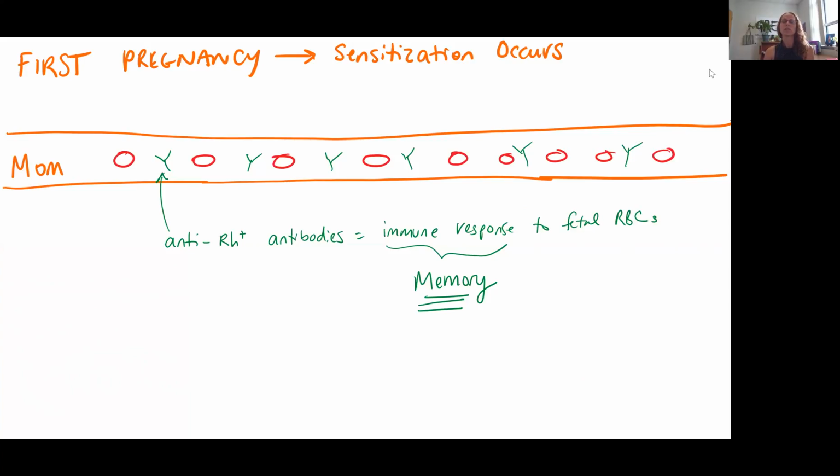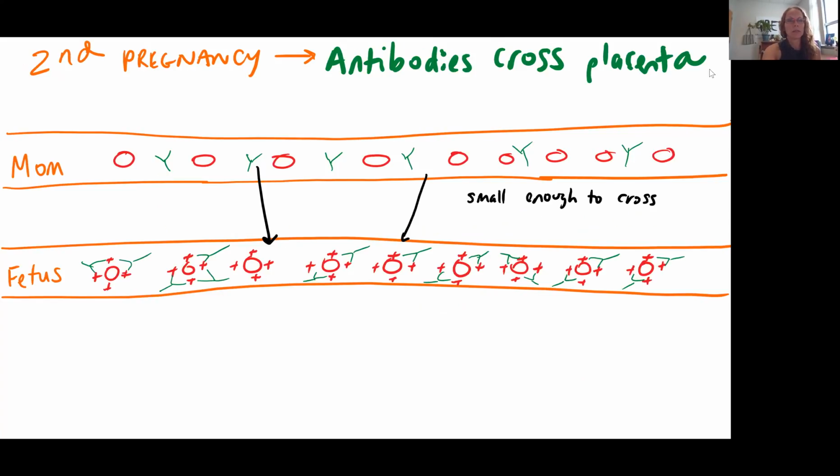And the signature feature of our immune responses is that we have memory. So the next time that she is exposed to Rh positive cells, her body can do an immune response against Rh positive really fast. And so this will be the reason why we can see this syndrome of hemolytic disease of the newborn occurring in later pregnancies, but not the first pregnancy. So now we're looking at the second pregnancy.